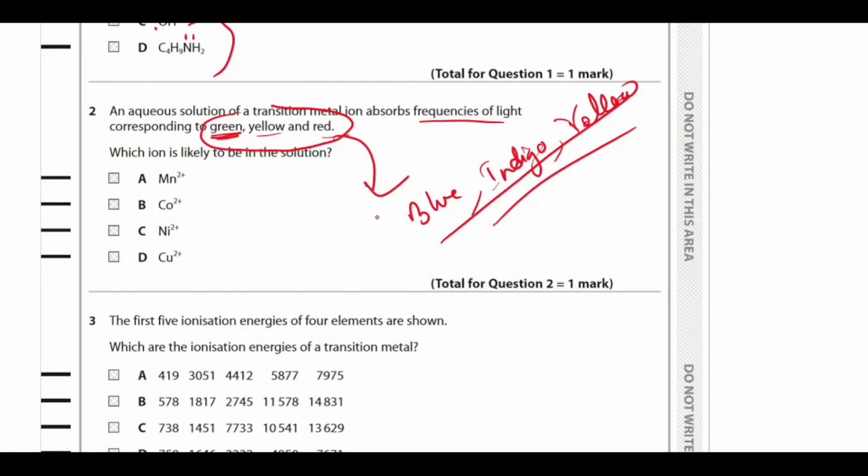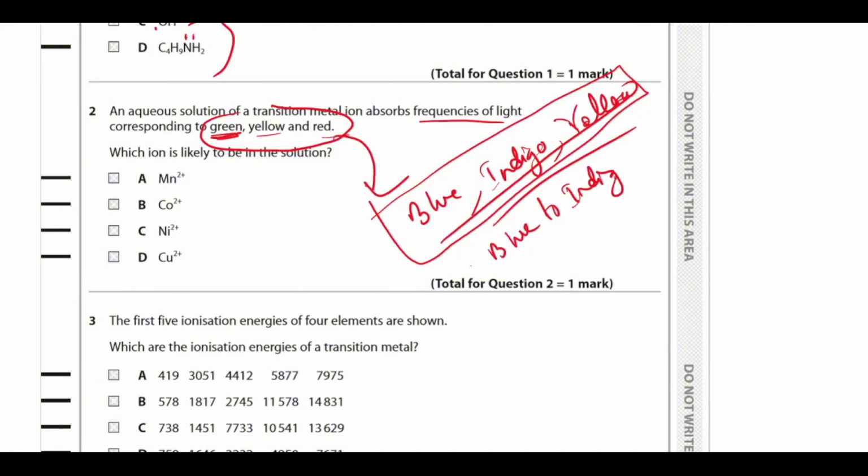It is rather the colors which are not absorbed that are shown. So the ion in the solution is likely to show a color ranging from blue to indigo. Now, if we analyze these A, B, C, D ions, Mn2+ tends to show a pale pink color. So that doesn't fall within this range, and that would not be the correct answer.